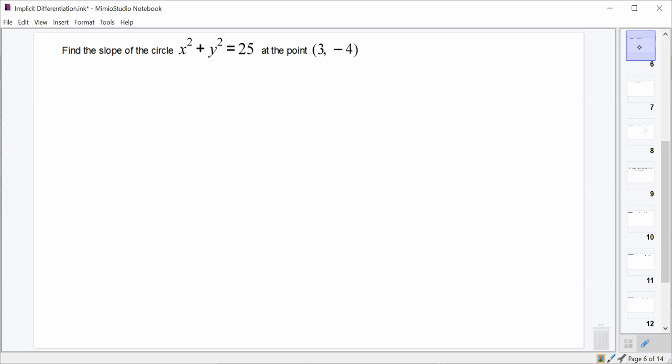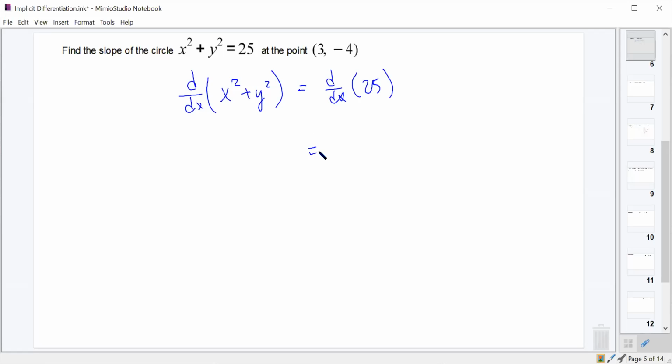Let's see if we can find the slope of the circle, x squared plus y squared equals 25 at the point 3, negative 4. So first off, what do we need to do? What's the first step we've done each time? Take the derivative of both sides with respect to x. So the derivative of x squared plus y squared with respect to x should equal the derivative with respect to x of 25. And the derivative with respect to x of 25 is?